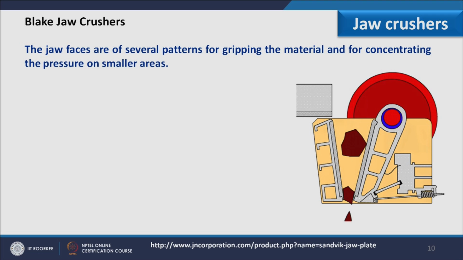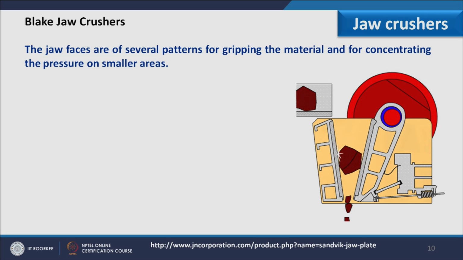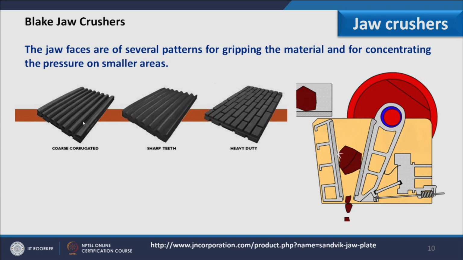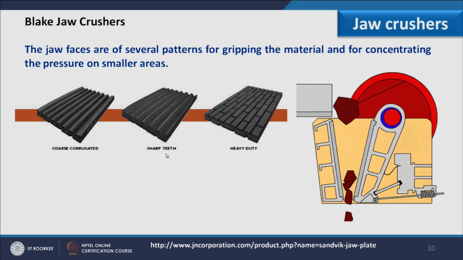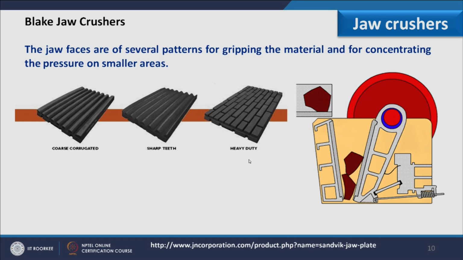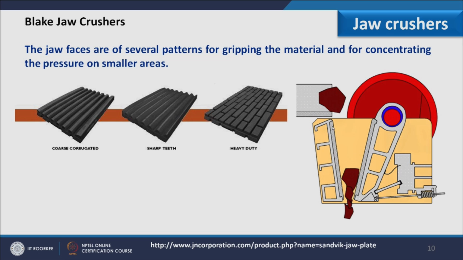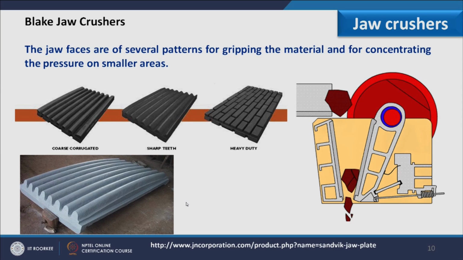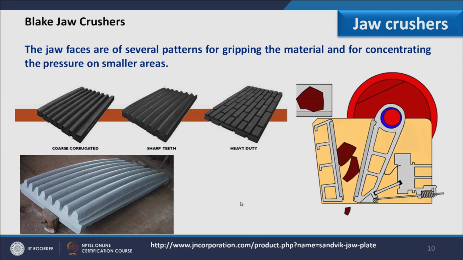So, the jaw faces are of several patterns for gripping the material and for concentrating the pressure on a smaller area. Now, we will discuss what the jaw plate is and how these plates look. If we see this, these are a number of jaw faces or jaw plates. You see, the first one is coarse corrugated, the second is sharp teeth, and finally we have the heavy duty plate or heavy duty face. So, these are the faces which are placed over here. If you see this strip, this is nothing but these faces. This is another example of this. For more, you can go through the link which is available on this slide.